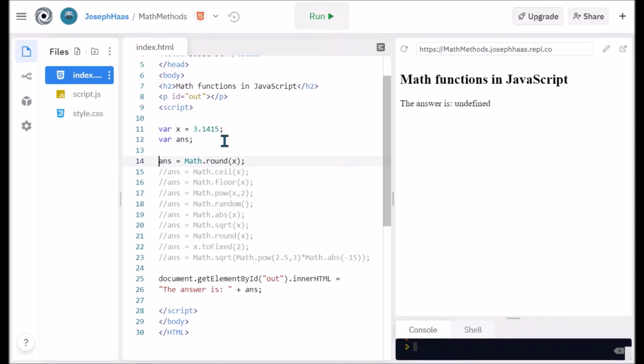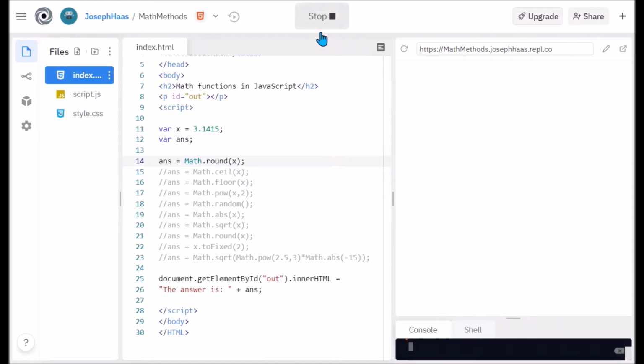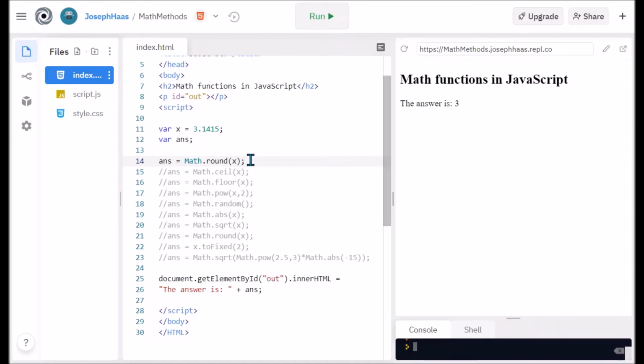So if I want to round a number, the syntax is very specific here. Math with a capital M, math.round of whatever my number is. Now the variable is x, but of course I could just type in a number or whatever, any variable works here. And this will round the number just as you would expect if I run this. Yeah, 3.1415 rounded to the nearest whole number is 3.